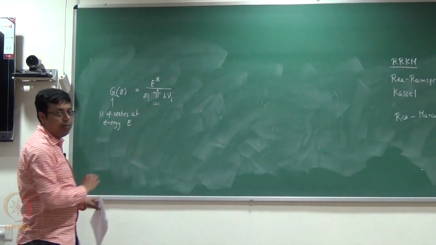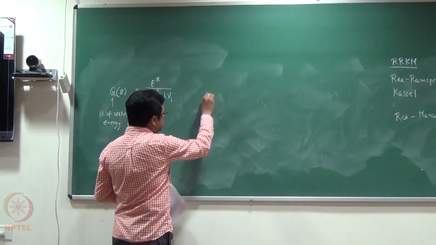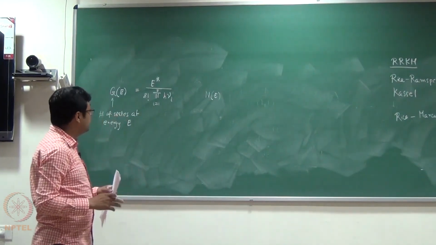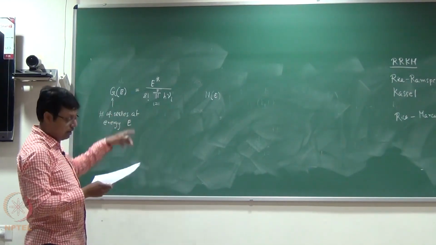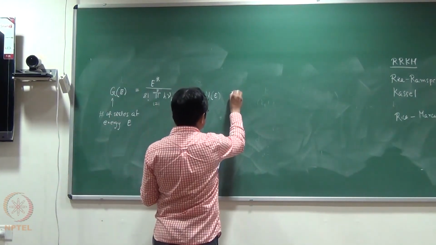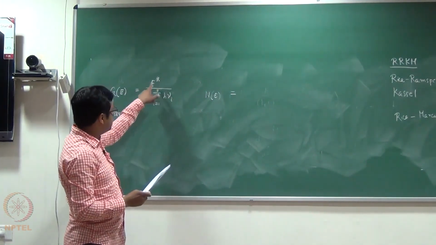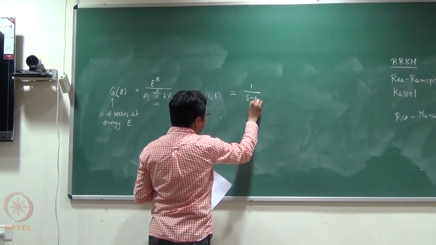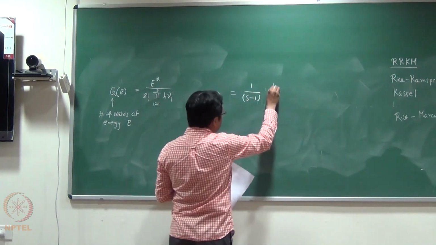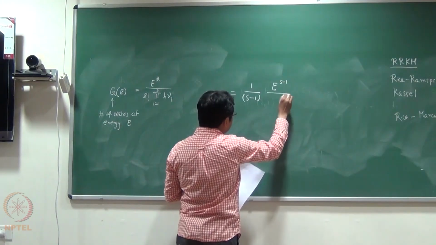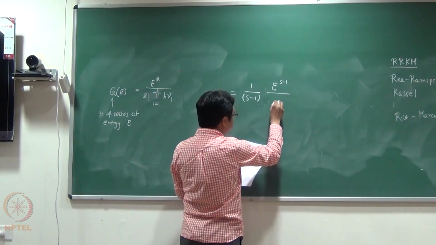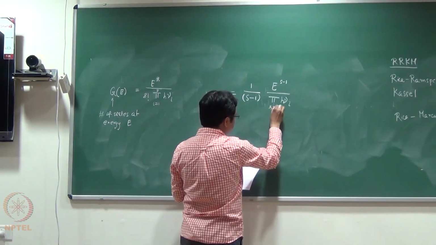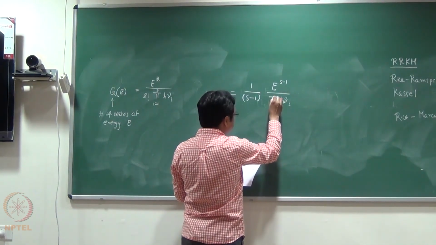Now this is the number of states. So what will be the density of state? Density of state is just you have to take the derivative, with respect to energy. So what I will have is, you see here it is S, so I'll have S minus 1. I'm just writing it first. I will have S minus 1, and then I'll have E to the power S minus 1 divided by the product of h nu i, going from 1 to S.